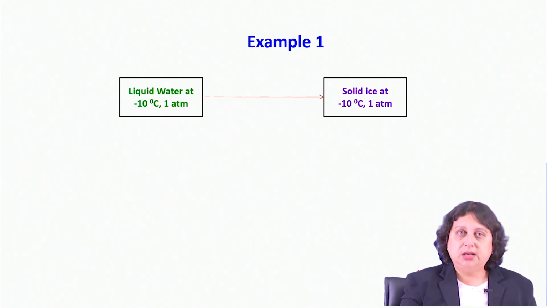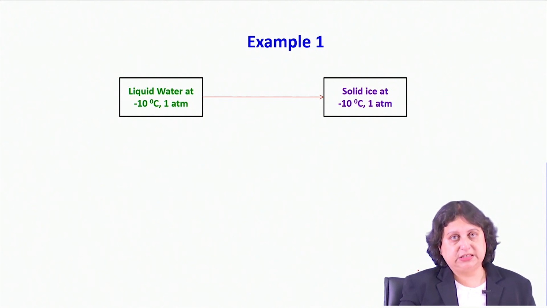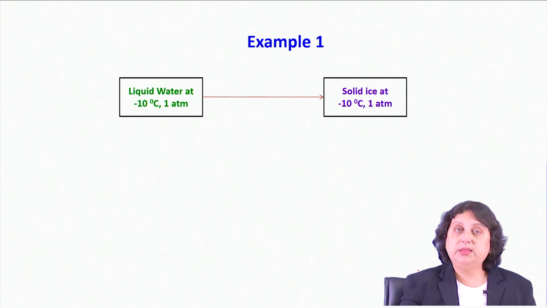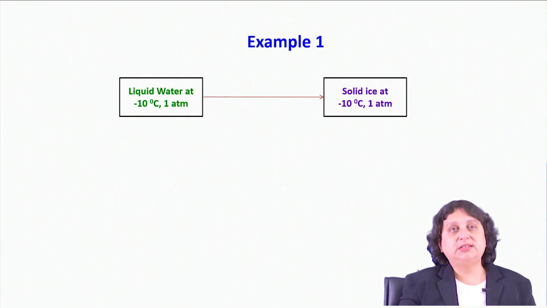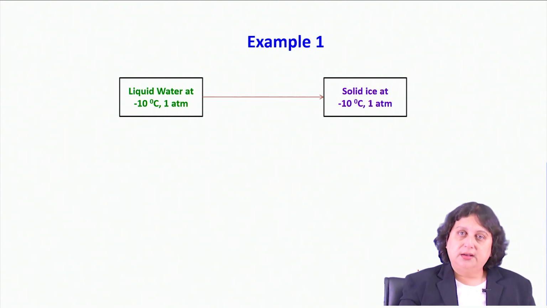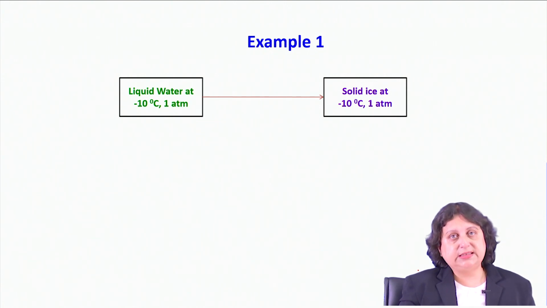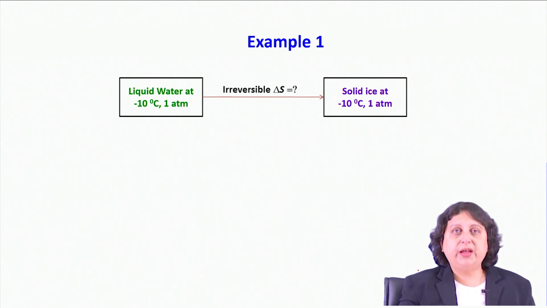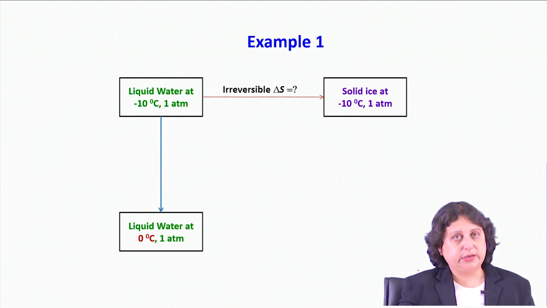Now, as you see, the initial equilibrium state and the final equilibrium state, both of them are present at the same temperature and same pressure. So what is different between these two states? These two states are different because in the initial state, I have liquid water, and in the final state, I have solid ice. Now, if I want to find out the change delta S in this irreversible process, this is how we can do it.